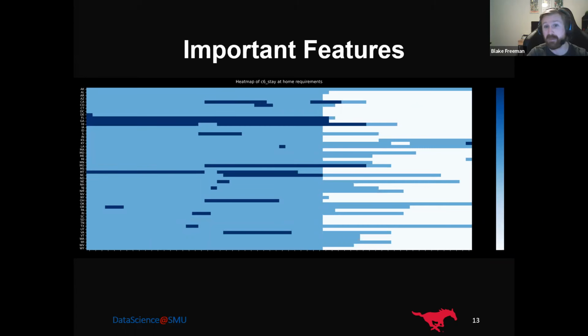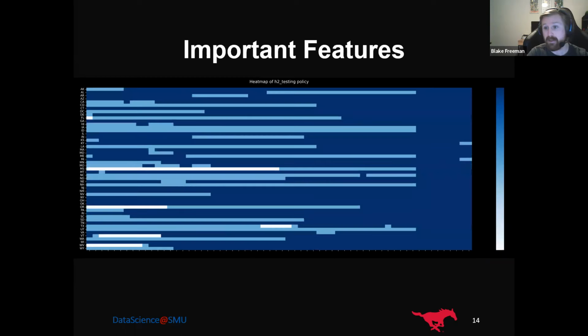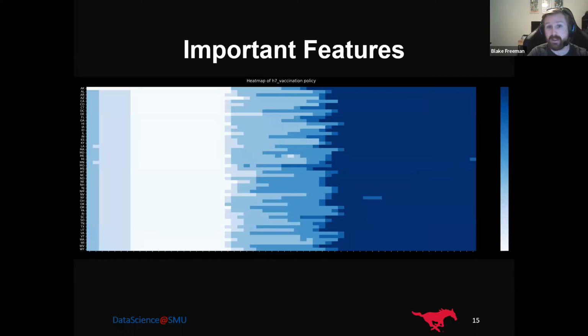And this one, for example, didn't have a lot of variability versus the previous ones we've been taking a look at. And we're looking at testing policy. Again, a lot less variability. To vaccination policy, which has a lot more variability even to the state level.